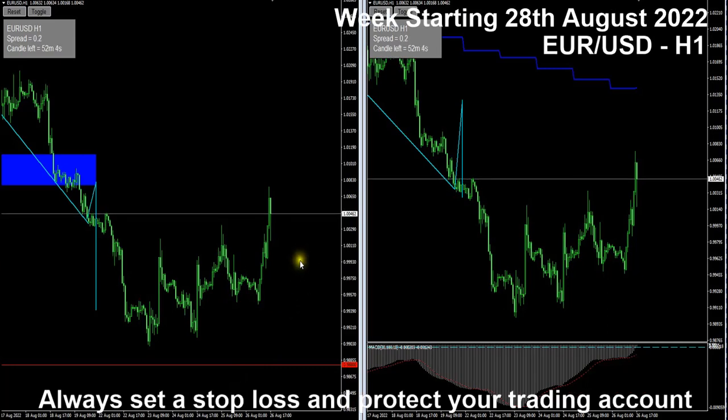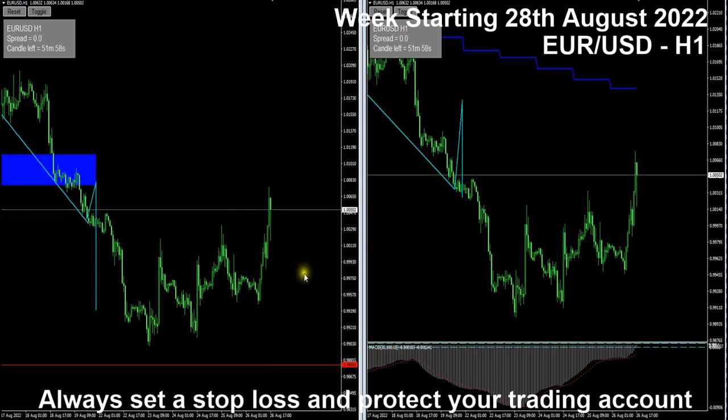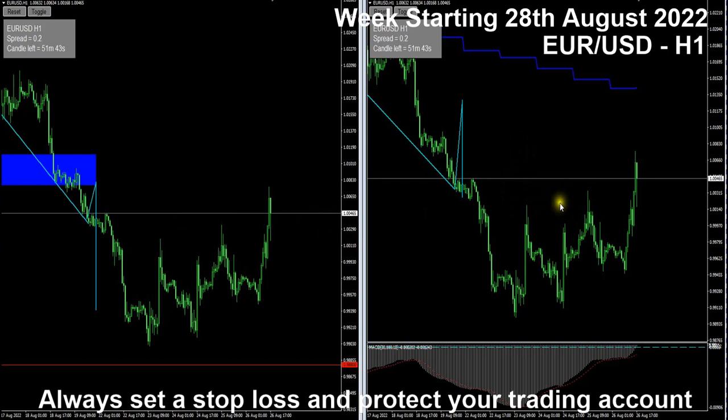This week again we're looking at the EURUSD. In front of you, you have the same chart, but to the left here we're looking at a price action strategy, and to the right we have a non-repaint MT4 indicator strategy. So let's firstly go to the price action.